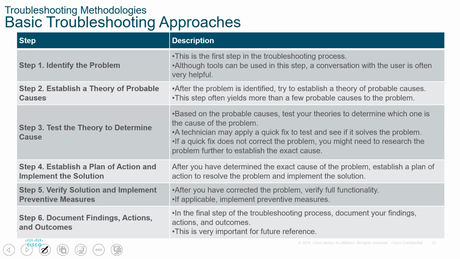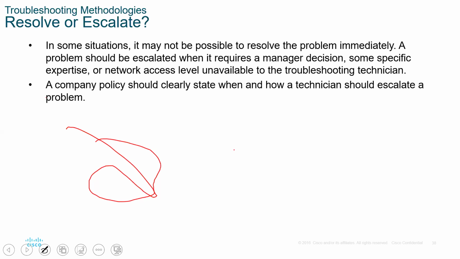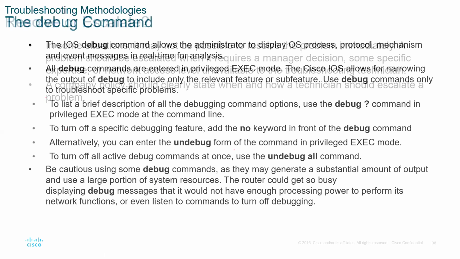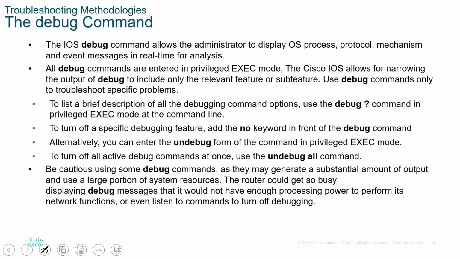This is usually done after you have determined the exact cause of the problem and established a plan of action to resolve it and implement the solution. After that, you go to step 5, which is to verify the solution and implement preventive measures. Very, very important. Then finally, go to step 6: document your findings, your actions, and your outcome. After that, you ask whether the problem has been resolved. If it has been resolved, fine. If it has not, then you escalate, right?